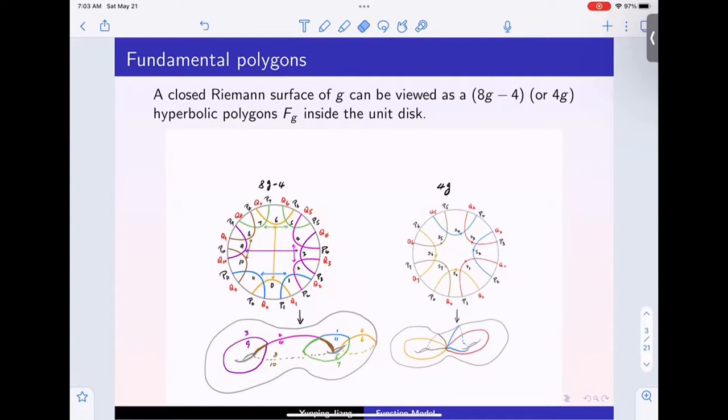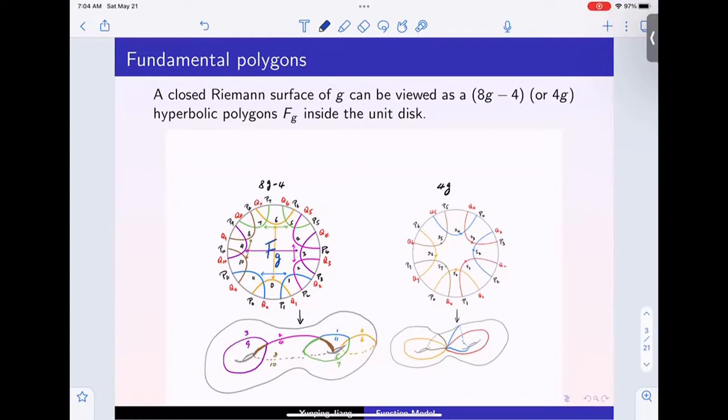Once you cut into all these hyperbolic polygons, you have a fundamental domain. Here is a fundamental domain F_g. Now I am going to use the (8g minus 4)-gons. In my previous paper, I used the 4g-gons, but either way is okay. So first you cut into these polygons, then you have a pairing on the boundary curves.